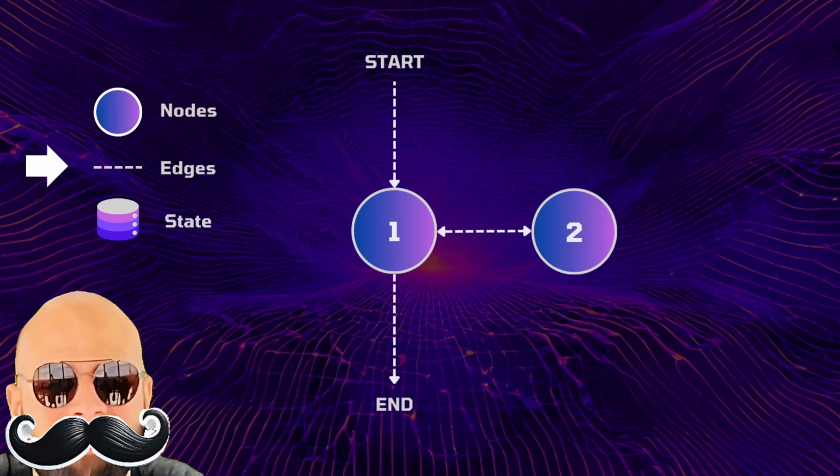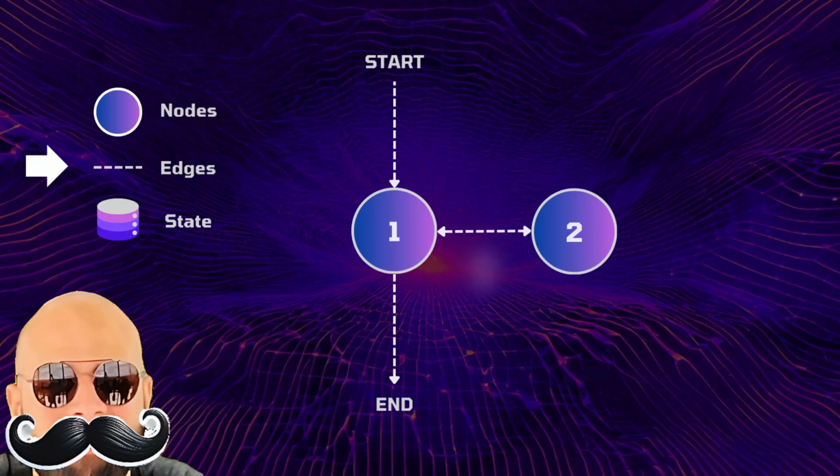Now, what connects these nodes are called edges. Edges determine the flow of execution between nodes. In LangGraph, edges can be simple, conditional, or special. Simple edges directly connect one node to another. The connection can be either unidirectional, one way, where a node connects to another but not back, or bidirectional, where both nodes connect with each other in a two-way connection. As you can see in our graph, we have a two-way connection between nodes one and two.